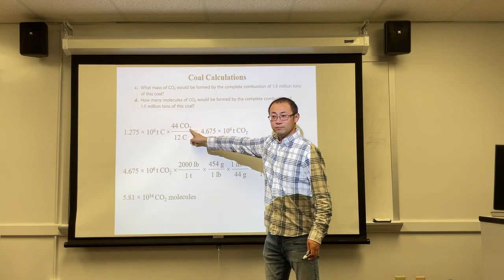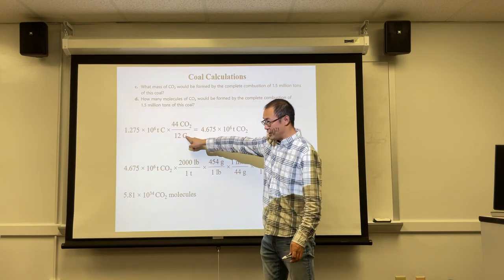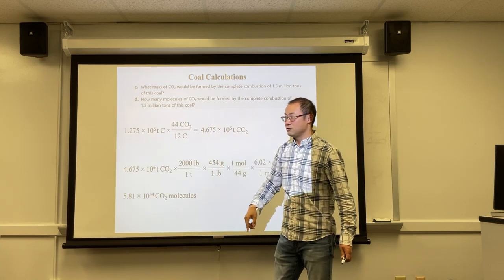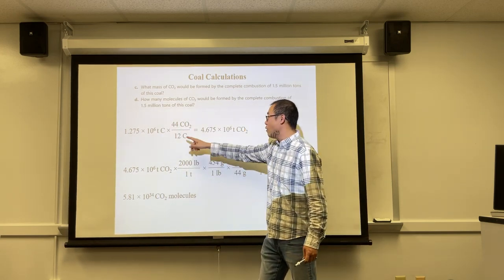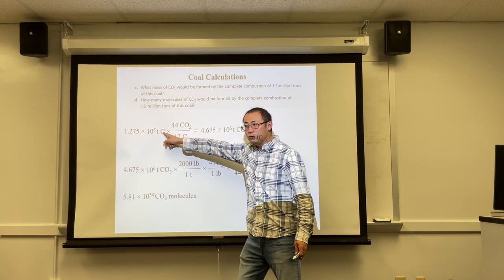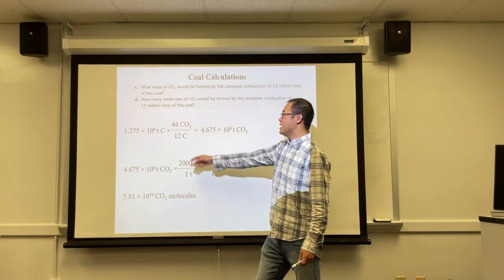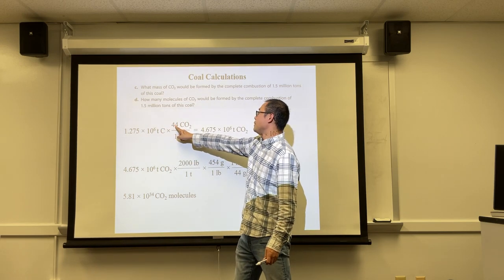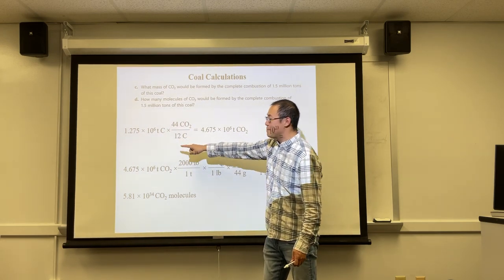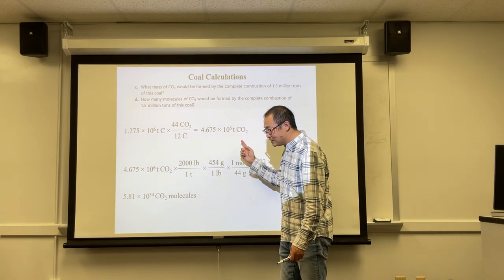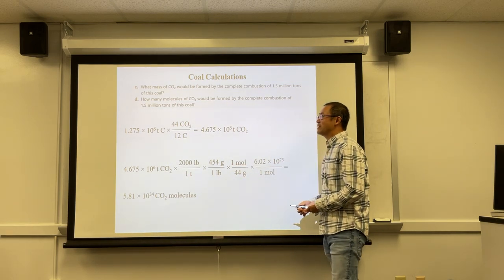CO2, right? Because we know CO2 is related to carbon. So I multiply by 44 over 12. Why do I put carbon in the bottom? Because I want to cancel the amount of carbon, right? So basically this number multiplied by 44 divided by 12, you get this many million tons of CO2.